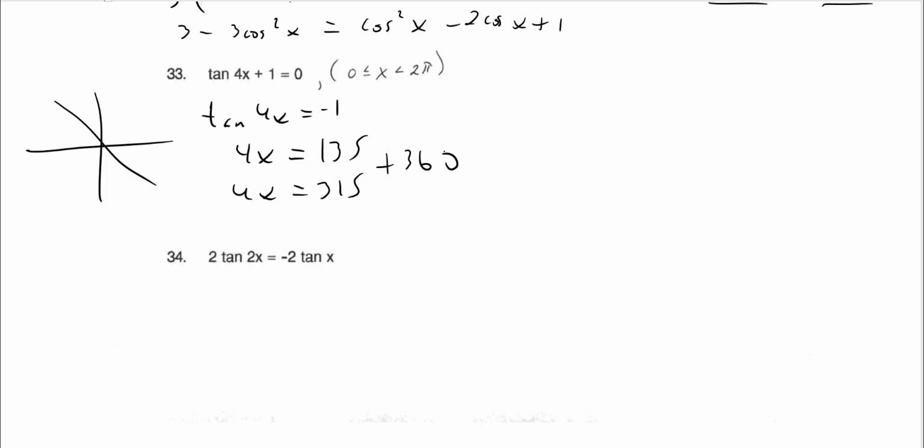Oh, I guess it's in radians. I didn't even see that. Okay, so sorry. So that is 135, which is 3 pi over 4. And that's 7 pi over 4. So I'm going to add 2 pi to that.